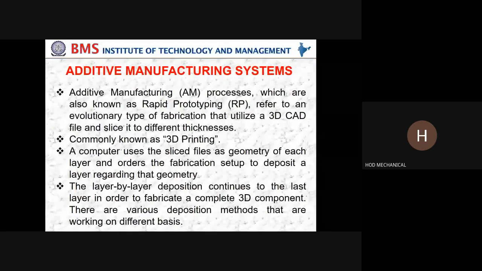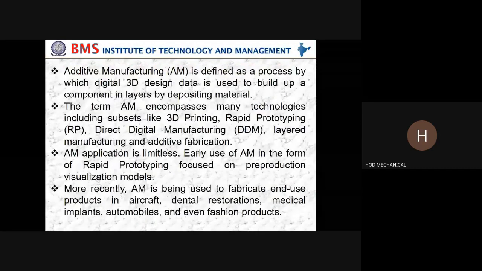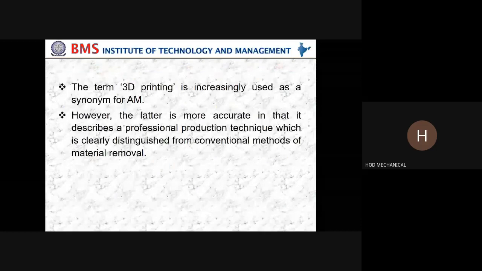Basically, additive manufacturing is a process of building the work part by a layer technique. We are going to add the material layer by layer, and as we add, we call this additive manufacturing. This is also generally called 3D printing. Some of the points we have discussed.